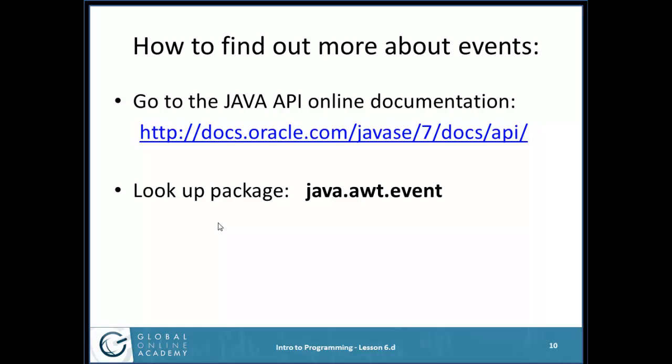Now, how do I find out more about this? I could go to the Java API online documentation and look up the package java.awt.event. Remember back in video 6b, I put the first couple of bullets of that in fine print on the screen and said it'll make more sense once you know a little bit more. Well, you know a little bit more now. You could look up information about events by going to this website.